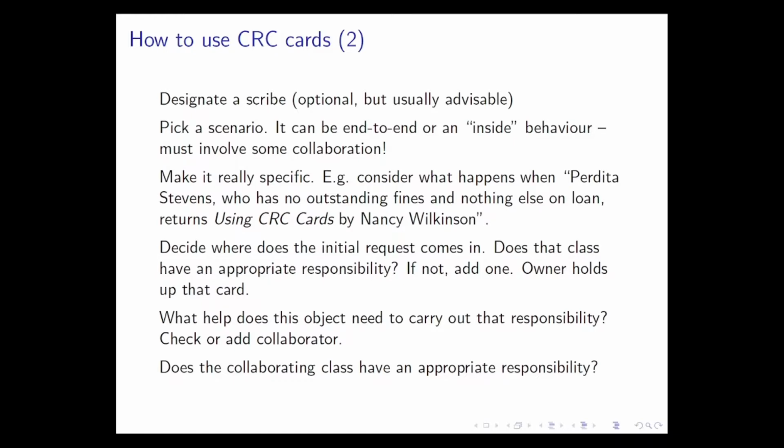Once you've got those things added, then control in the scenario playing process passes to the person who is responsible for that collaborating class. So now they're going to hold up their card, they're going to pretend to be the object that just received the message from the object we started with, and they similarly are going to say, do I understand what I'm doing? Do I have a responsibility for this? Do I know how to carry out that responsibility? Do I just do it, or does it involve me in collaborating, sending a message to some other object, and so on.